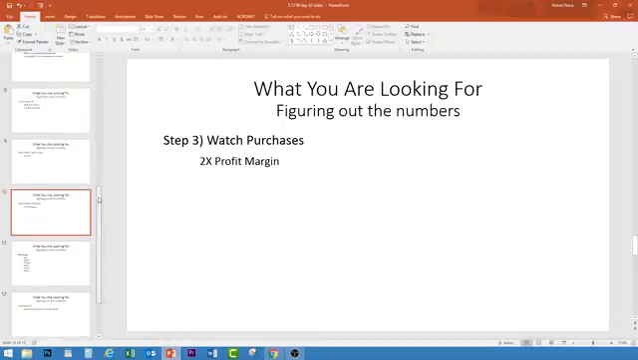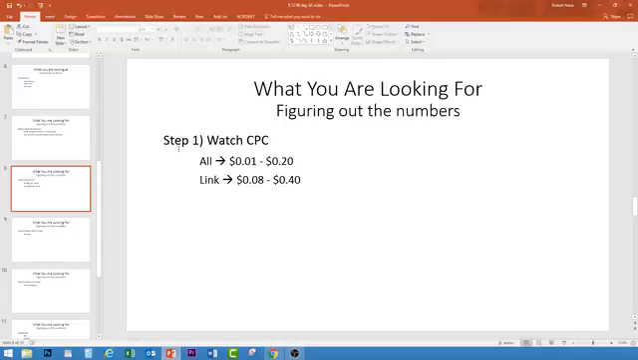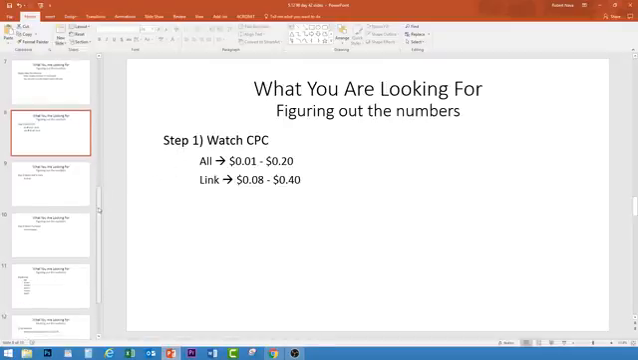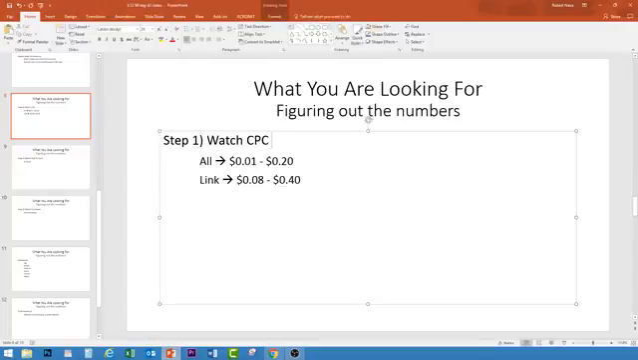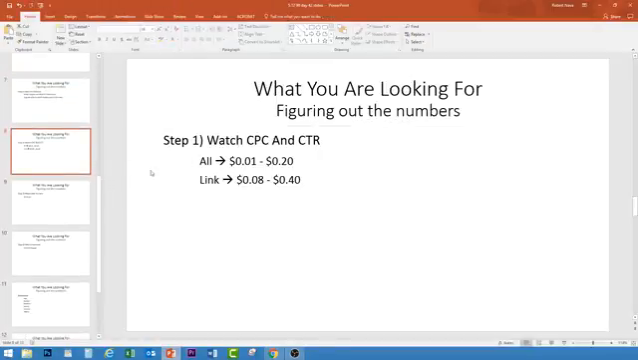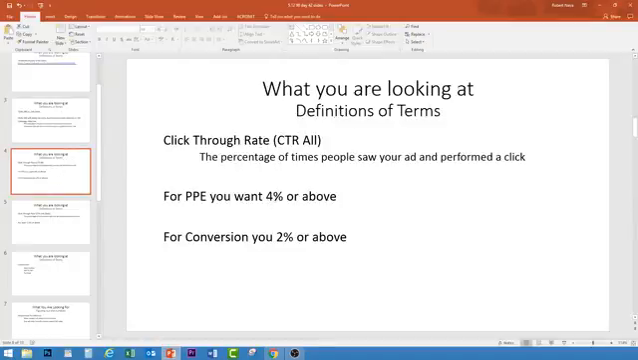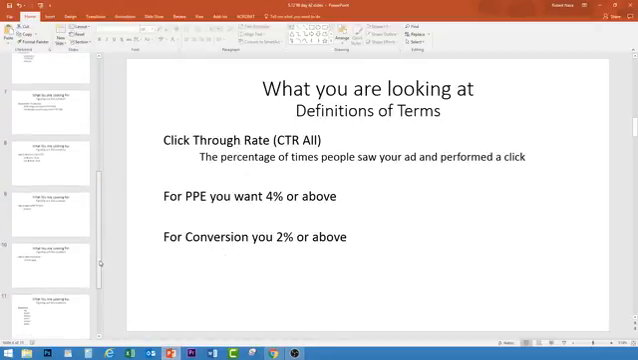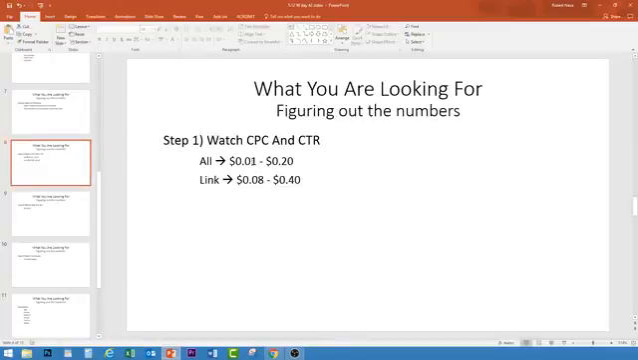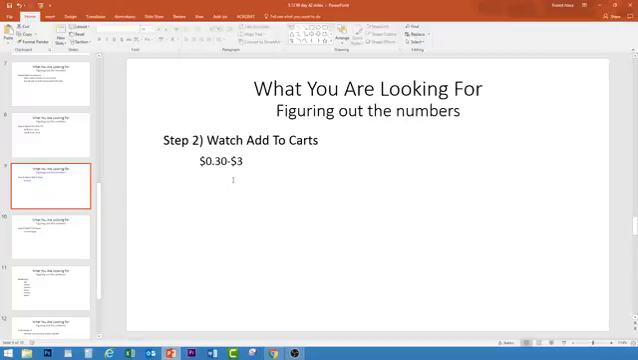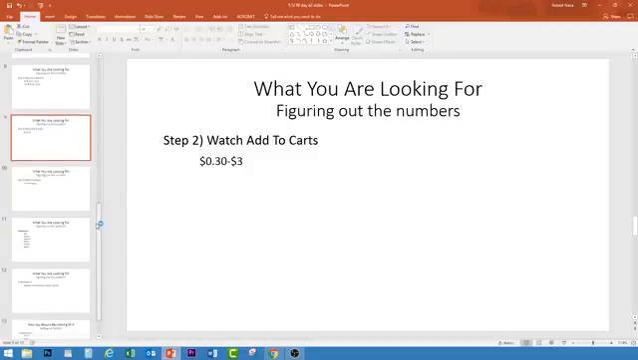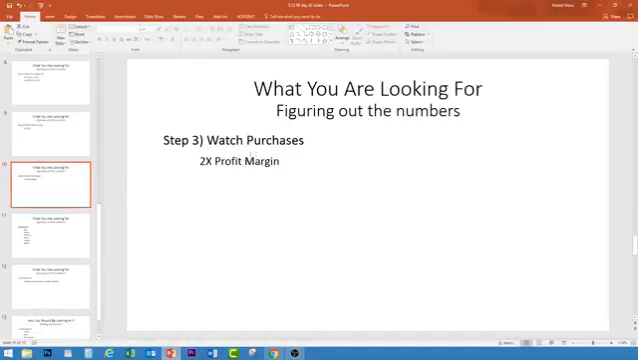Okay. So step one is to watch your cost per clicks. Step two, well, I guess I had the click-through rate in there. I'm going to put it back in there, the CTR, because we talked about the CTR back here, right? So you're going to watch your cost per clicks, but you're also going to make sure that your click-through rates are within the boundaries of these. If it's a page post engagement, you want above a 4%. If it's a conversion campaign, then you want above a 2%, right? So you're going to pay attention to those. That's step one. And then step two, you're going to pay attention to your add to cart to make sure they're not costing you too much, right? And then step three, you're going to make sure that you're not spending 2 times your profit margins, right?